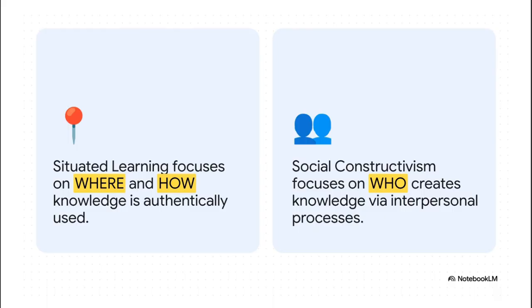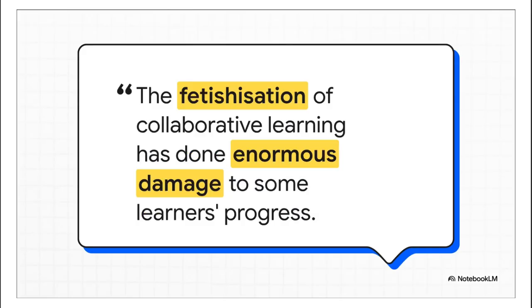Now, here's a really crucial distinction he makes. So often, we kind of lump situated and social together, but they are not the same thing. Social constructivism is all about the who, the group interactions, the shared meaning-making. But situated learning is about the where and the how. It's about that authentic, real-world application. They're related, for sure, but they're not interchangeable. And he does not pull any punches here. He calls the relentless push for collaboration a fetishization and says it can do real harm.